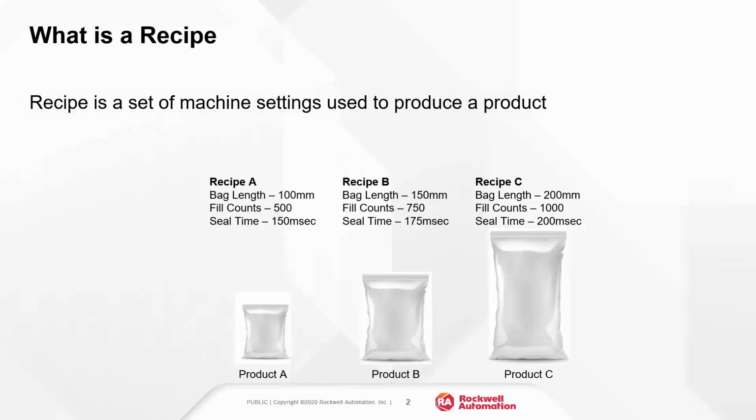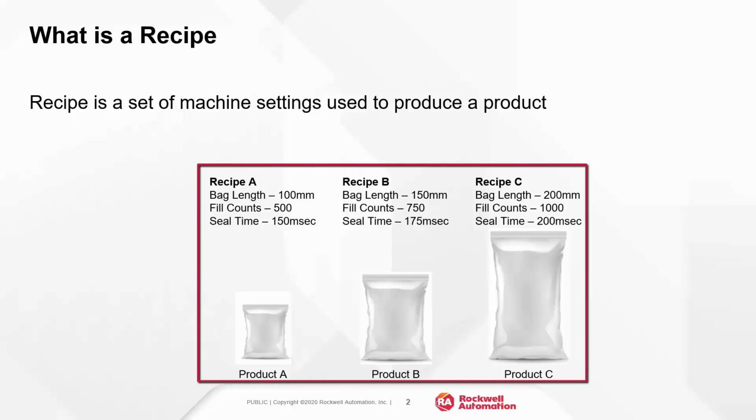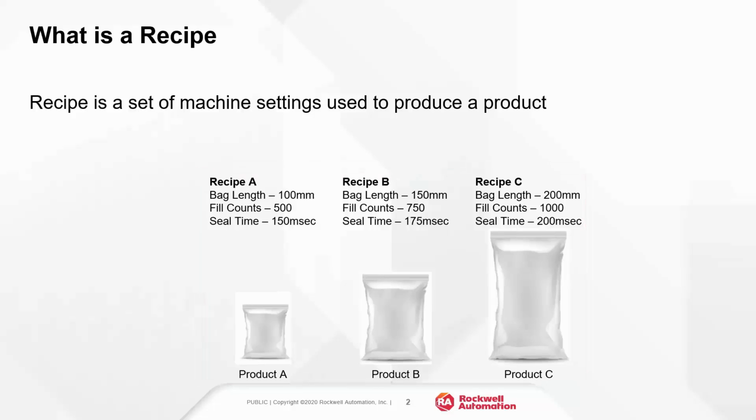Consider you have a machine that produces three different size products. These products have different parameter settings which can be stored as recipes. Like shown here, there are three different products which have three different recipes, recipe A, recipe B and recipe C. So whenever you need to produce a product, just load the respective recipe and the machine is good to go.